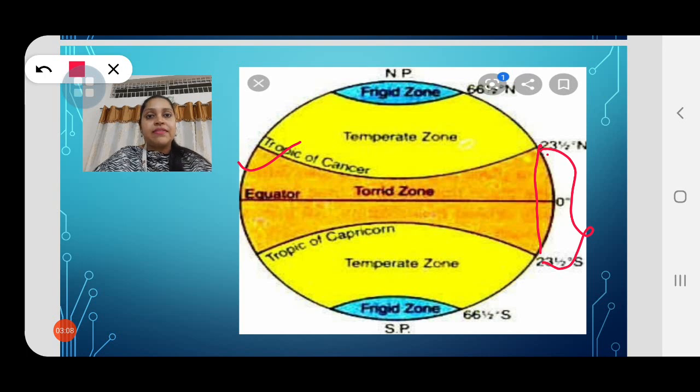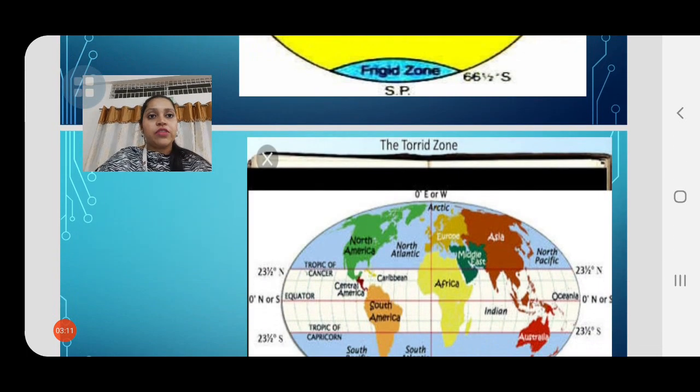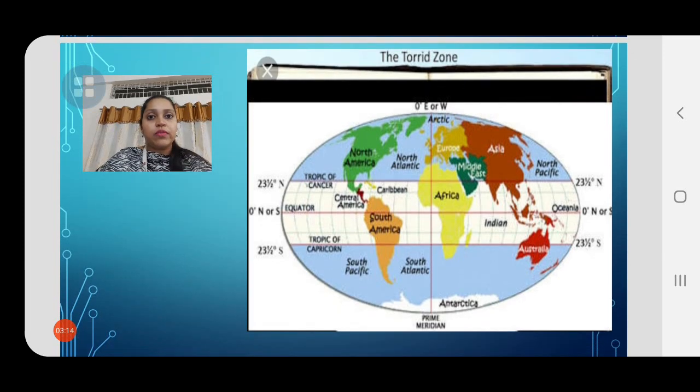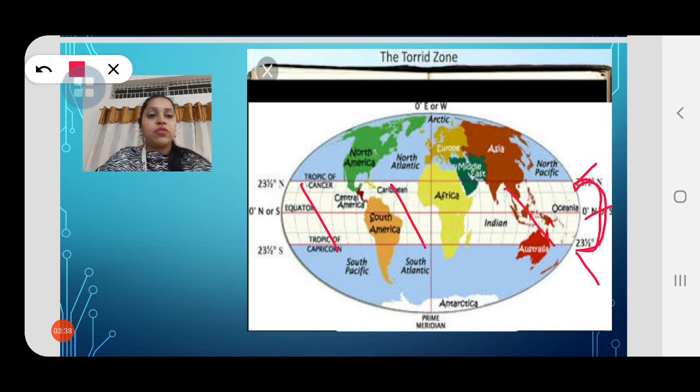Okay children, now let's see one more picture of the Torrid Zone. You can see from this white zone, the area from the Tropic of Cancer, which is in the northern hemisphere, then the equator and the Tropic of Capricorn, this area is the Torrid Zone. This area receives an ample amount of sunlight because it gets vertical rays of the sun, and due to which it's very hot. So this is the Torrid Zone.